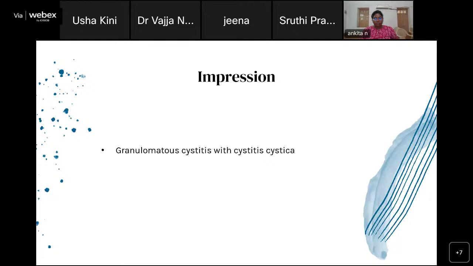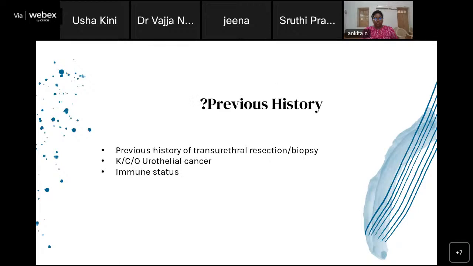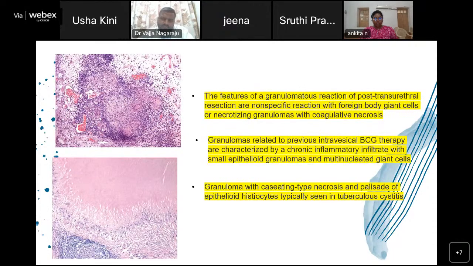So I gave the impression as granulomatous cystitis with cystitis cystica, and I would like to get a history of a previous transurethral resection biopsy, or is he a known case of urothelial cancer or CIS, and his immune status.